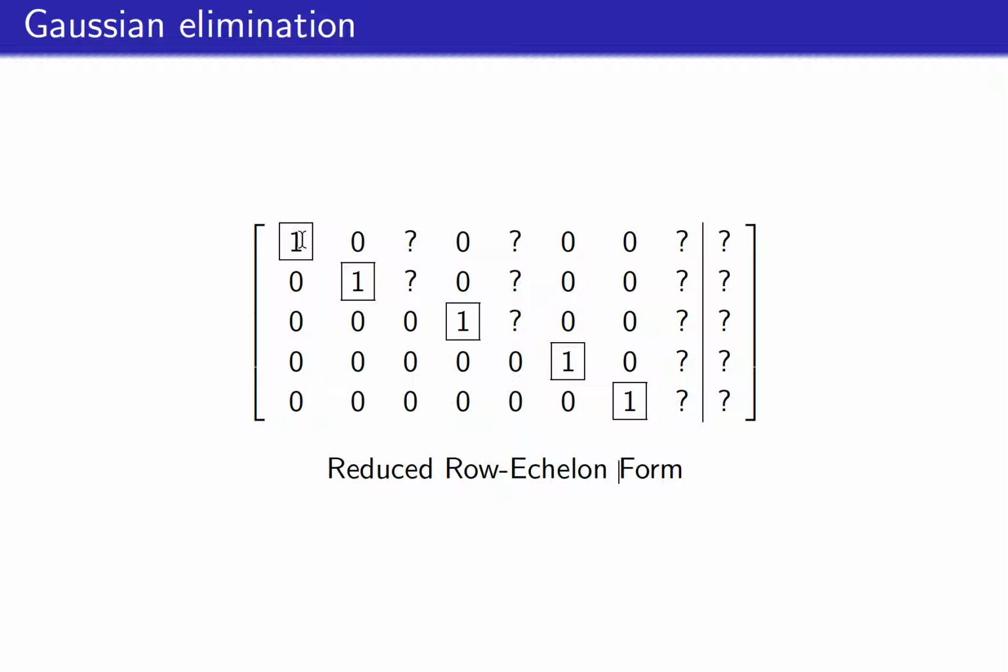A special case of that, of course, is the ones going down the diagonal. That's the initial example that I had for you before. This is a slightly more general situation when that's not possible. Every matrix can be put into this form.